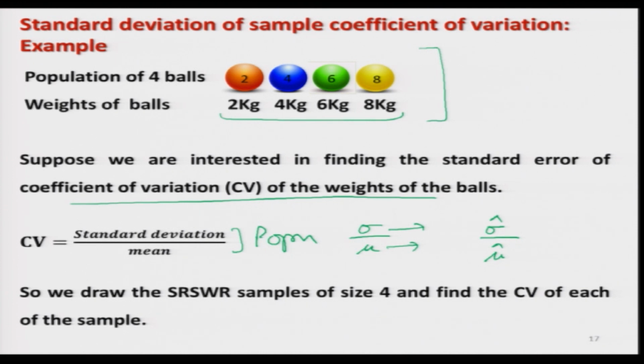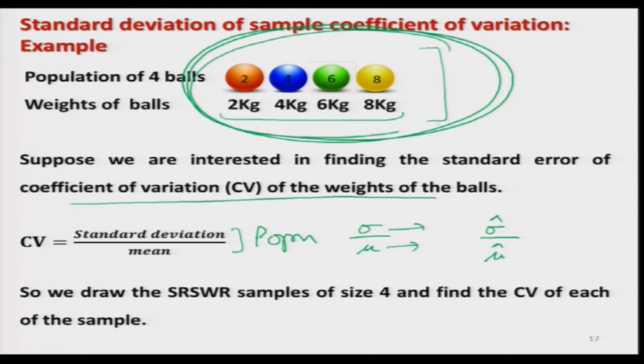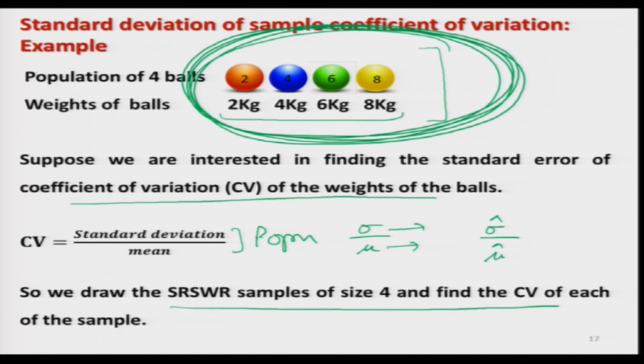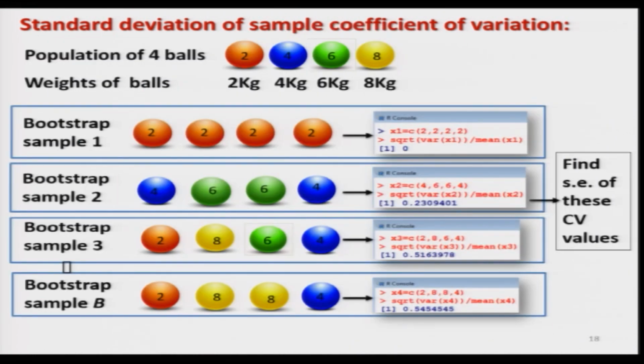So, what we try to do here is use the bootstrap methodology. We have here a sample of size 4. I try to draw bootstrap samples of size 4 by SRSWR, and then I find the standard error of this CV. How? Let me try to show you.